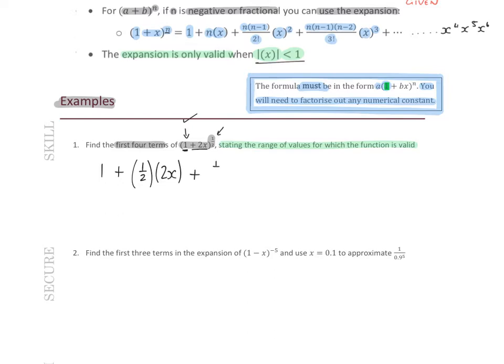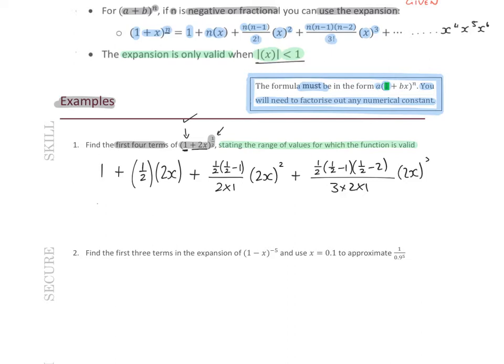Then we have n(n - 1) over 2 factorial, so that's 2 times 1. And then we have all of the x component squared. And then half minus 1, half minus 2 over 3 times 2 times 1 and (2x) cubed. And now what we need to do is simplify, and the easiest way of doing this is to put the whole thing in your calculator.